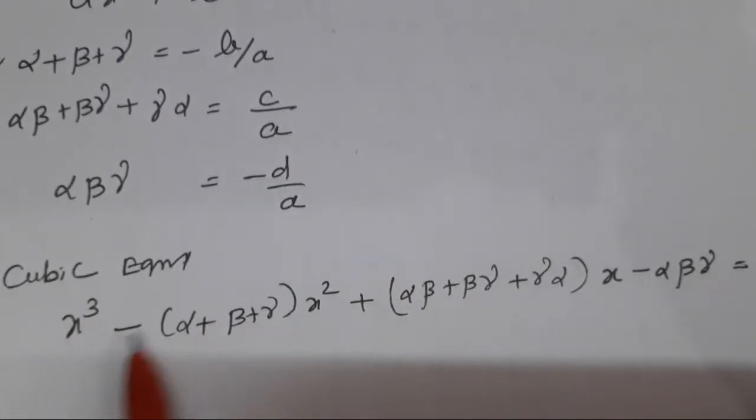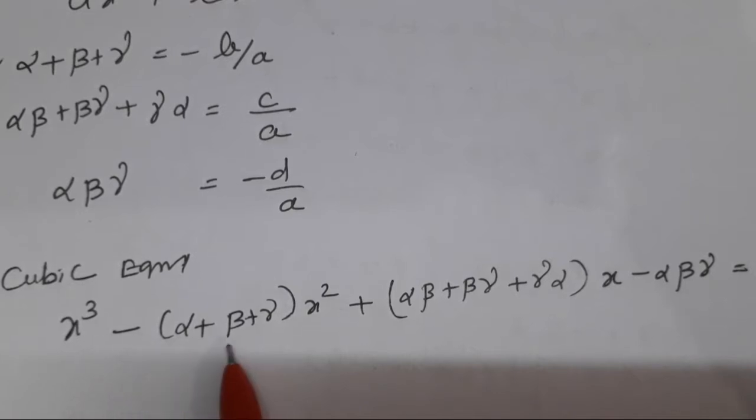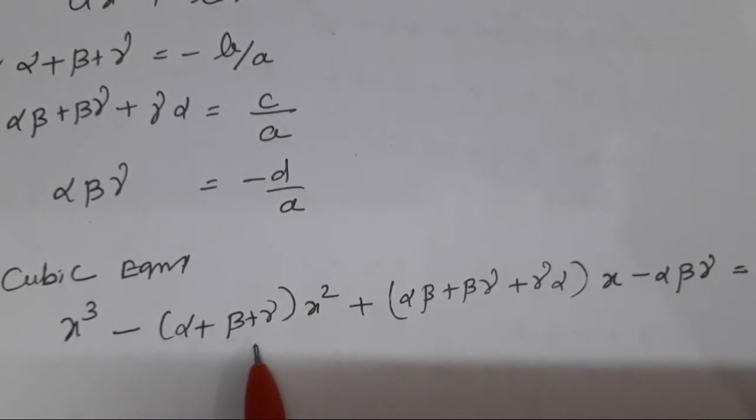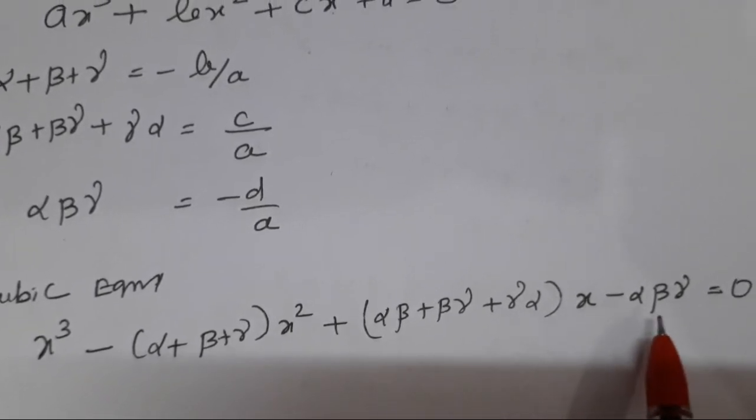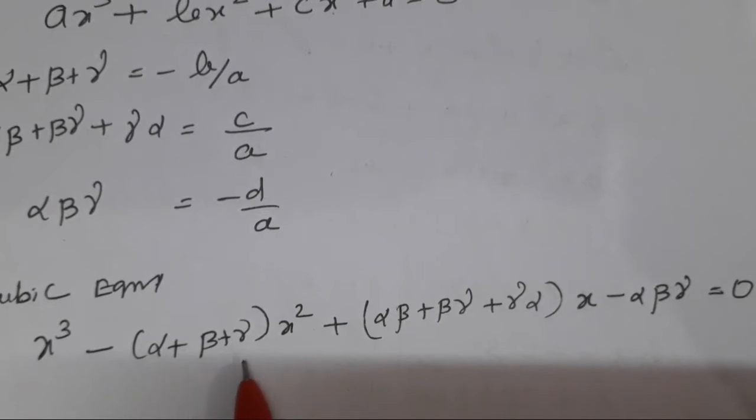Now, what is the cubic equation? It becomes x cube minus (alpha plus beta plus gamma) into x square, plus (alpha beta plus beta gamma plus gamma alpha) into x, minus alpha beta gamma, equals 0.